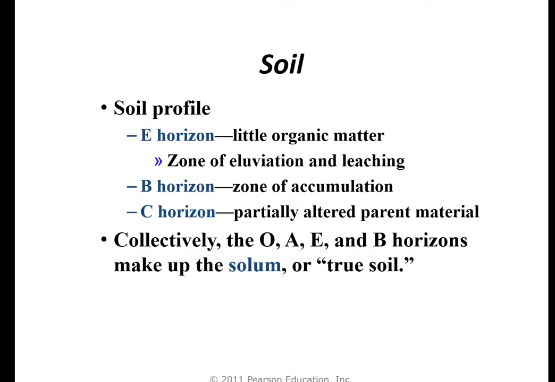The E horizon has little organic matter. It's a zone of eluviation and leaching, where we have lots of deposits being washed away. The B horizon is a zone of accumulation, where sediments accumulate. And the C horizon has partially altered parent material, which may have gone through some weathering. Collectively, these horizons make up the solum, or the true soil, beneath.